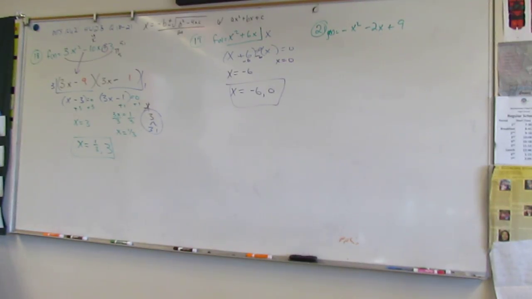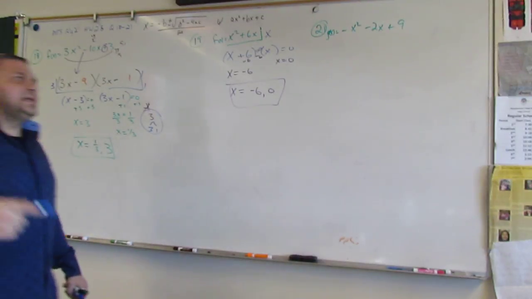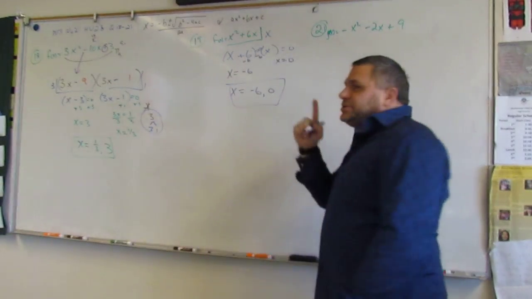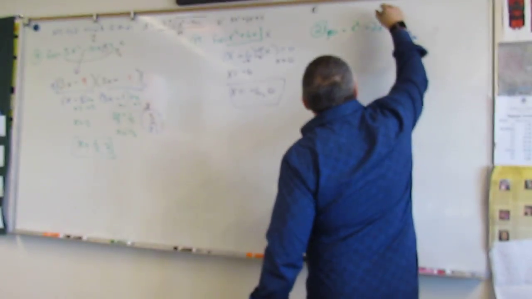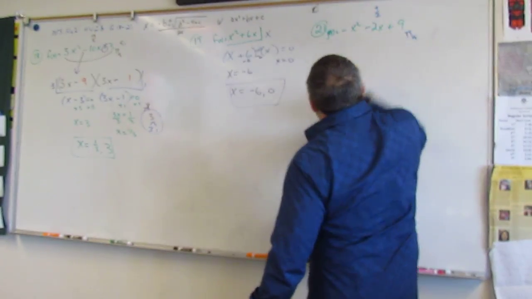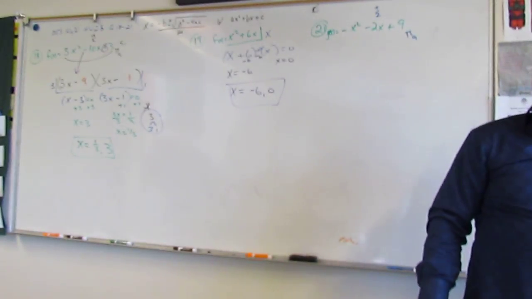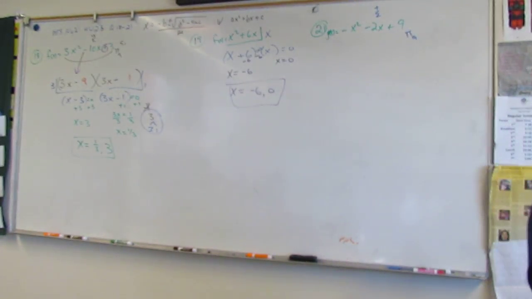Okay? So, this next one. Let's see. Can we think of two things that multiply to be 9, but they add to be 2? Can we think of... Huh?